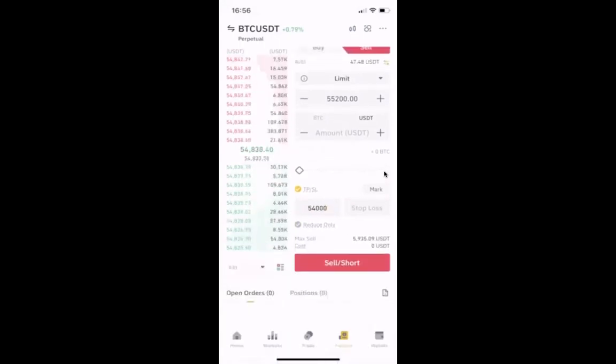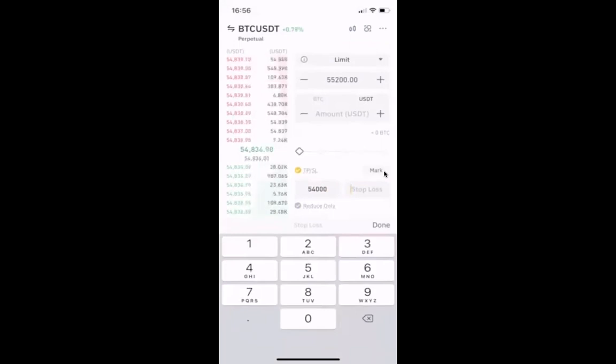So we are selling, we are expecting a dump, or we are expecting the market to go down. Okay, and our stop loss will be around 57,000.